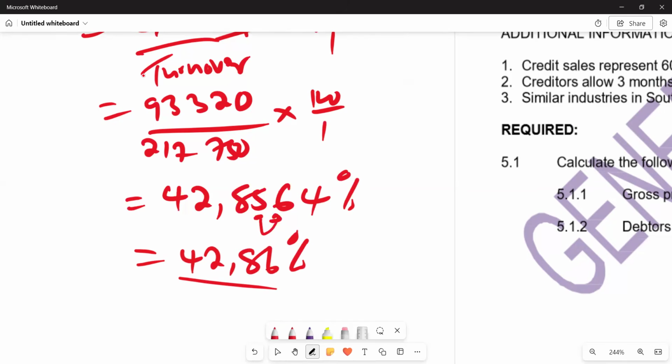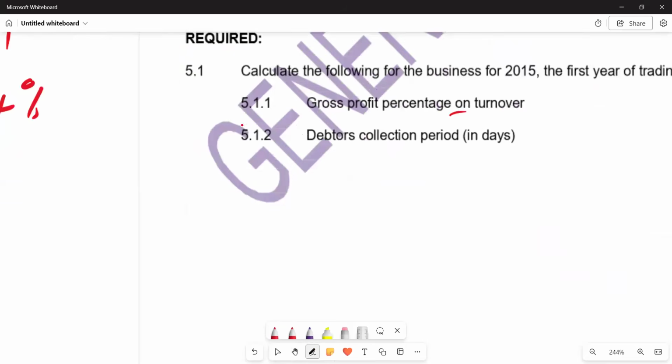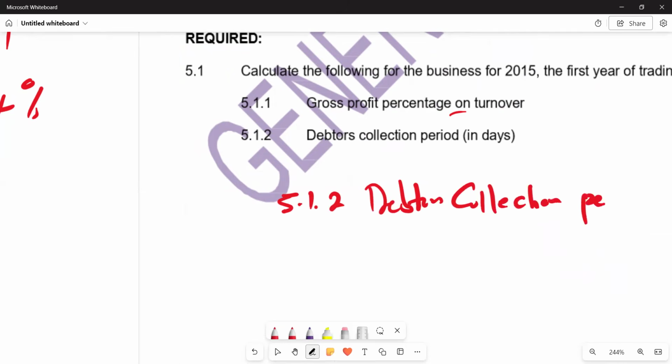So we go on to look at the next question. We see that the next question is debtors collection period, which is 5.1.2. It's very important to take note that it says we should express our answer in days. So remember, on average, we've got 365 days in a year, so we're going to use 365 as the number of days that we have in a year.